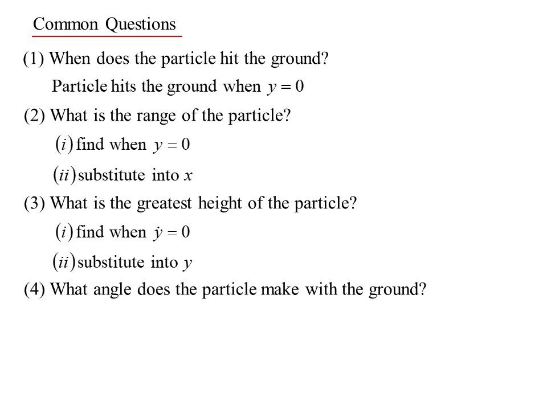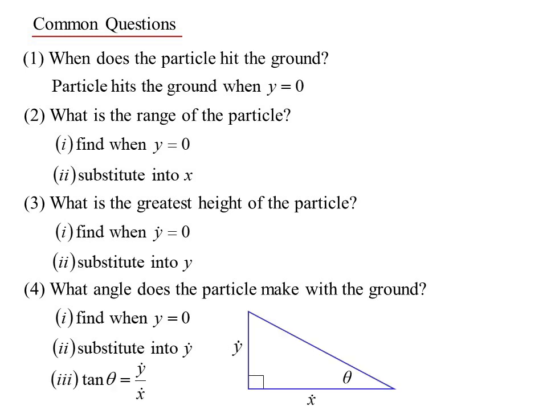What angle does the particle make with the ground? So when it hits, what sort of angle is it hitting at? It might not necessarily be the ground. Sometimes they might say, well, what angle is it making after 5 seconds or something like that? Okay. Well, we have to find, in this case, when it hits the ground. Remember I said, if you want to find the direction, it's the velocities we work with. So I'm going to need to substitute into y dot, the vertical component of velocity. The horizontal one is, of course, constant. And then I know the tan of theta will be y dot on x dot. Solve that problem, I can get the angle that it hits the ground.